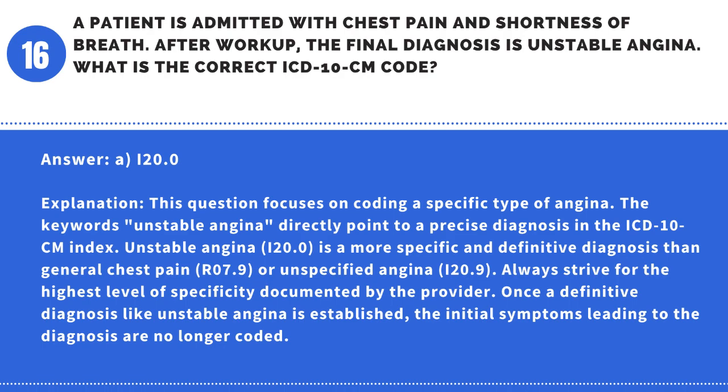I20. This question focuses on coding a specific type of angina. The keywords unstable angina directly point to a precise diagnosis in the ICD-10-CM index. Unstable angina, I20, is a more specific and definitive diagnosis than general chest pain, R07.9, or unspecified angina, I29. Always strive for the highest level of specificity documented by the provider. Once a definitive diagnosis like unstable angina is established, the initial symptoms leading to the diagnosis are no longer coded.